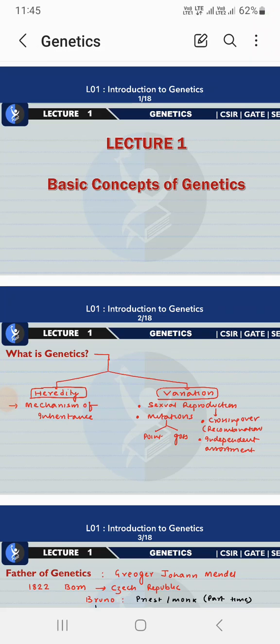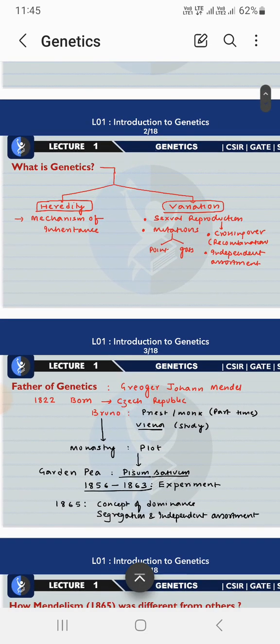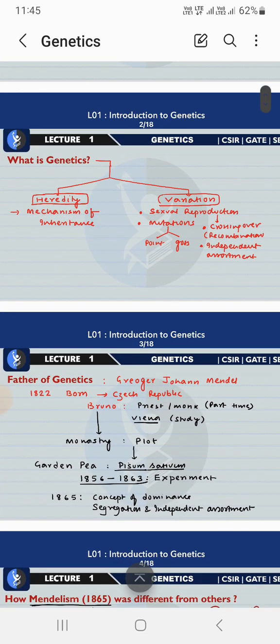Basic concepts of genetics. So let's start. First of all, we have to understand what genetics is. Here you can see what genetics is. Basically, we comprise it into two groups where we can study heredity and variation. Heredity means the mechanism of inheritance, and variation means how variation has evolved by means of sexual reproduction, or by means of mutation.